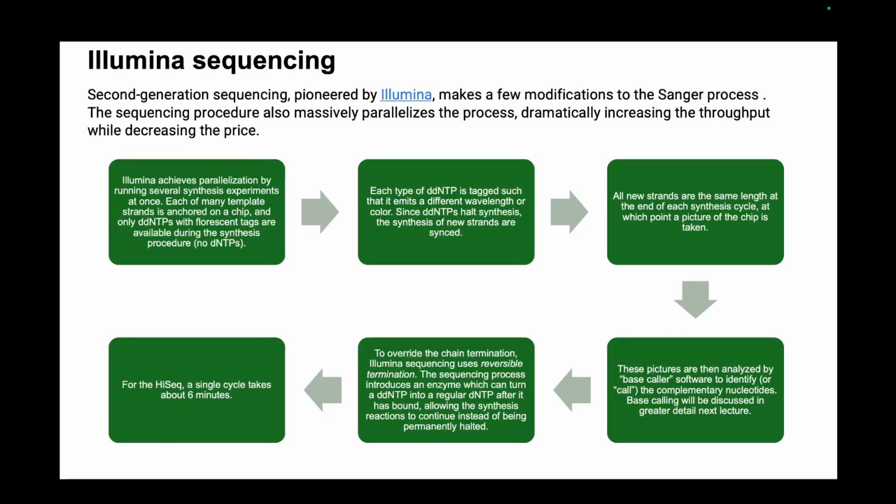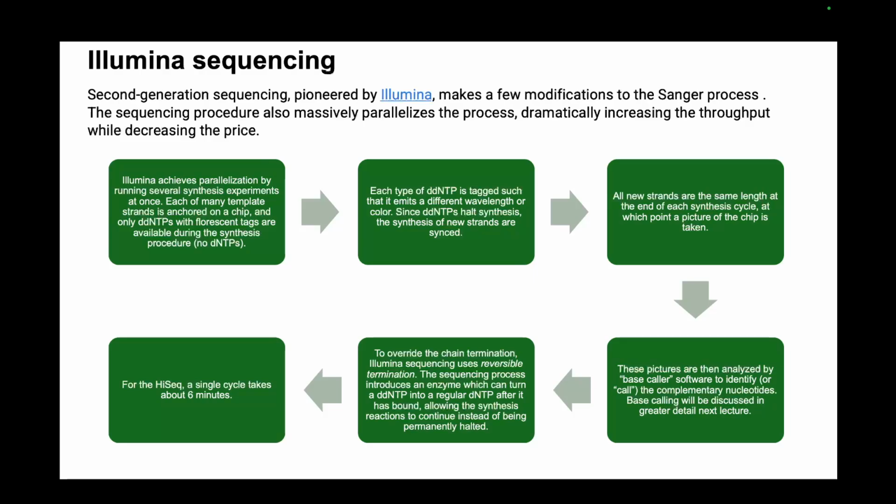So what happens in Sanger sequencing is, once you add the ddNTP, your synthesis completely stops. But here, what they do is reversible termination. Once your ddNTP has been added, the DNA polymerase cannot continue synthesizing the strand. Now, what will happen is you add some sort of an enzyme that can convert this ddNTP to a dNTP, and after it has been converted to a dNTP, the DNA polymerase can again start synthesizing the strand. So here, the technique is called reversible termination.